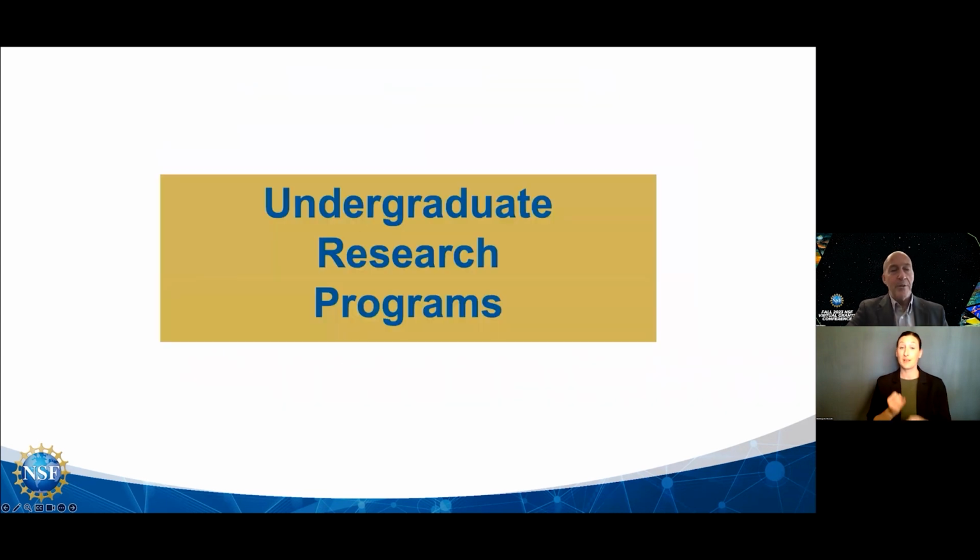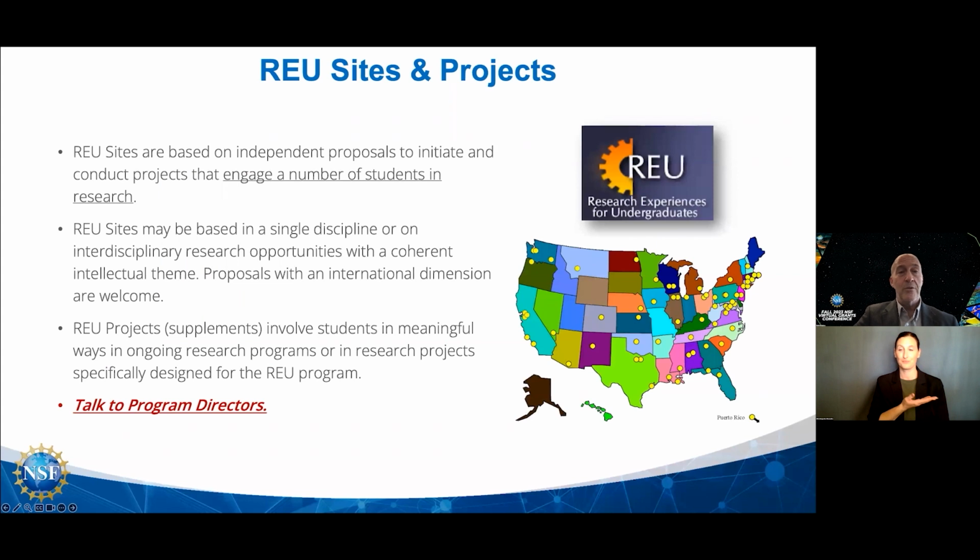All right, last but certainly not least, on the last couple slides is about undergraduate research programs. So probably the premier undergraduate research program at NSF, which has been going on since the 80s, are the REU sites. Okay, so REU sites, these are independent proposals to initiate and conduct undergraduate research projects that engage groups of students in research. Okay. So REU sites can be based on a single discipline, or they can be interdisciplinary.